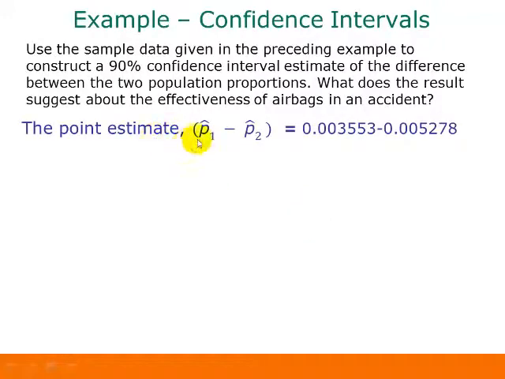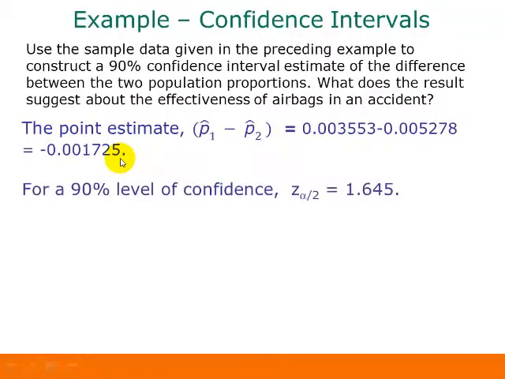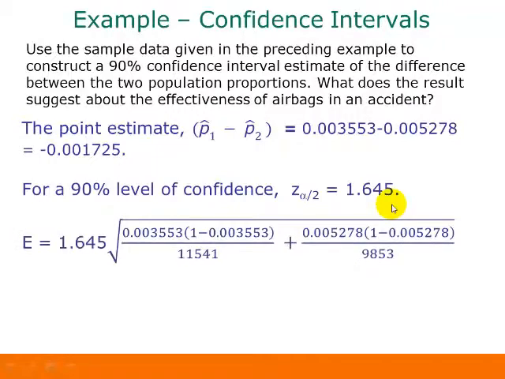So our point estimate is the difference between our two sample proportions. So that is just subtracting our two sample proportions. So our point estimate is negative 0.001725. And we want to have a 90% confidence level. So that's one of our standard confidence levels, and since this is a Z, this is always going to be 1.645 for a 90% confidence level.